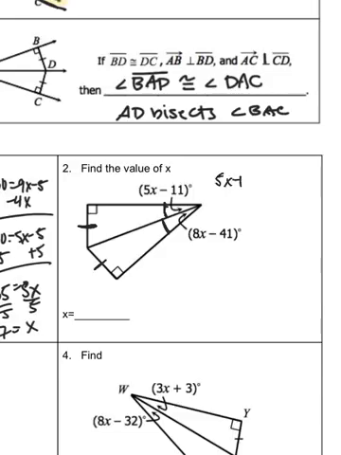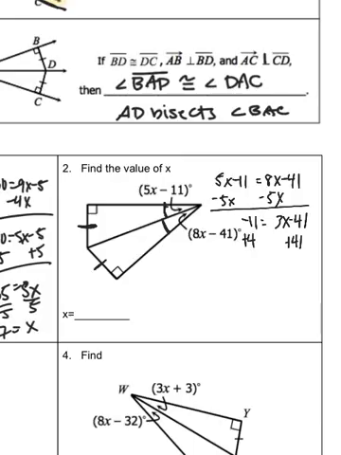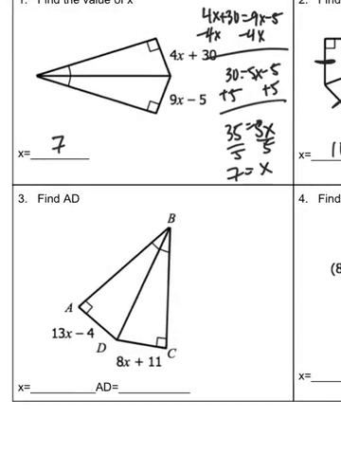So 5x minus 11 equals 8x minus 41. Subtract 5x. Negative 11 equals 3x minus 41. Add 41. And we get 30 equals 3x. Divide by 3. X is 10. So you really have to have good algebra skills in this chapter.